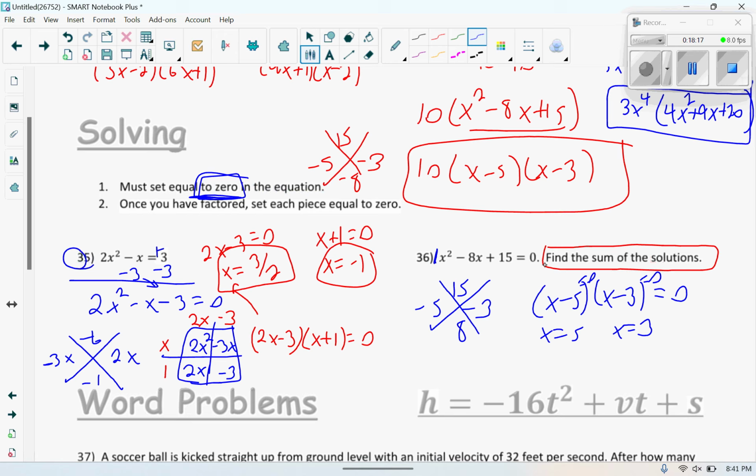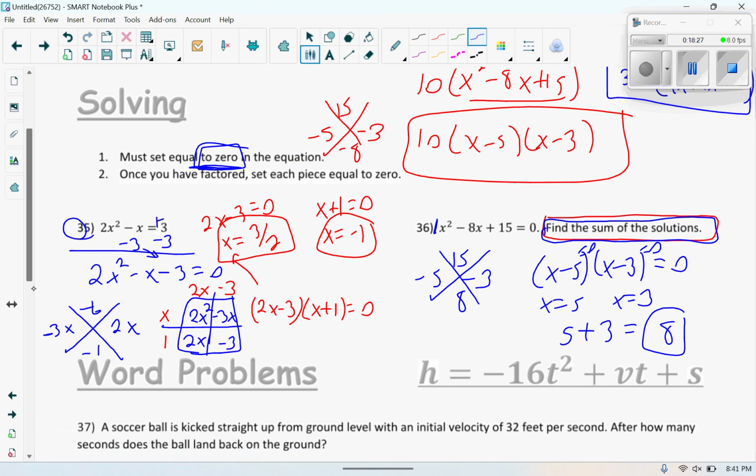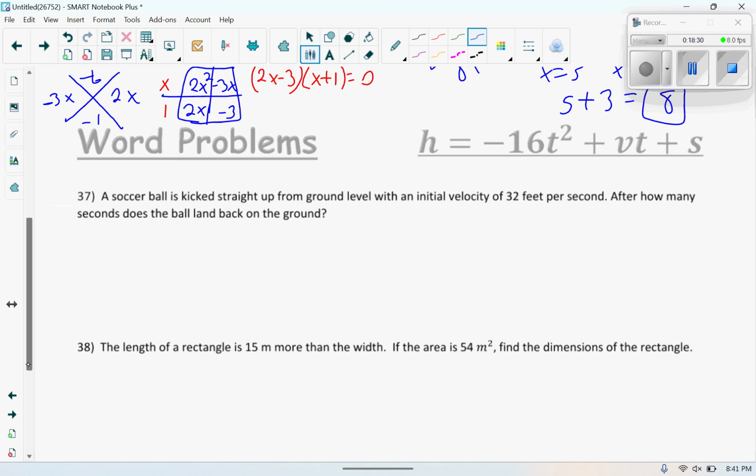On your test, it's going to say find the sum of the solutions. So I'm going to add 5 plus 3 together. So my final answer is 8. Okay, and the last thing we're going to do is word problems. This is our last lesson that we did. And don't forget, this formula is going to be on the test. You just have to know how to plug it in.